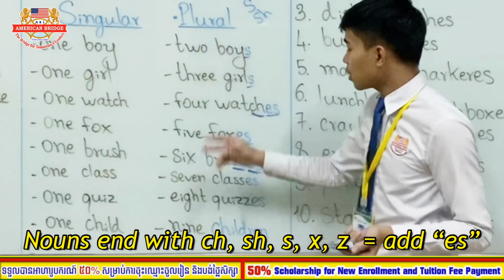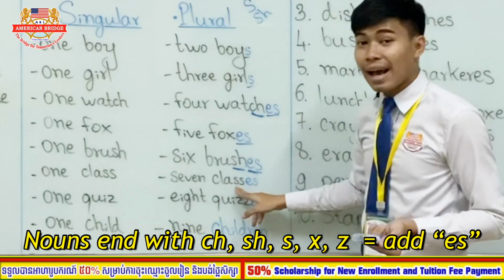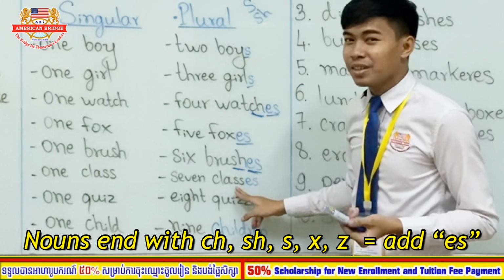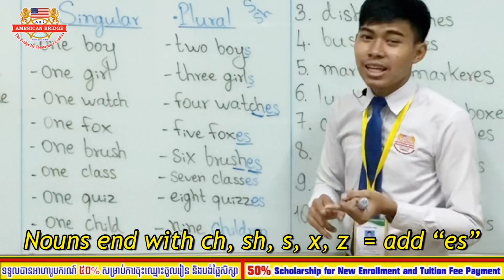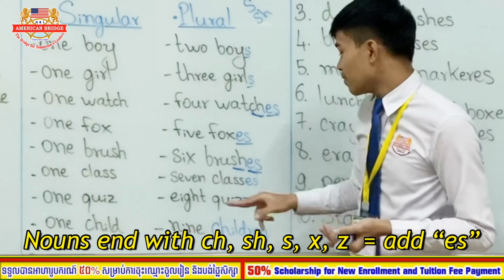But when it's plural, because it ends with letter s, right? So I told you when the noun ends with letter sh, ch, s, x, and z, we have to add the es.